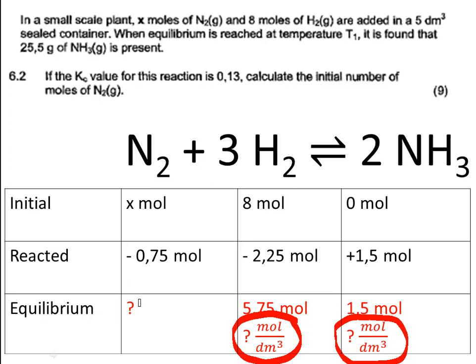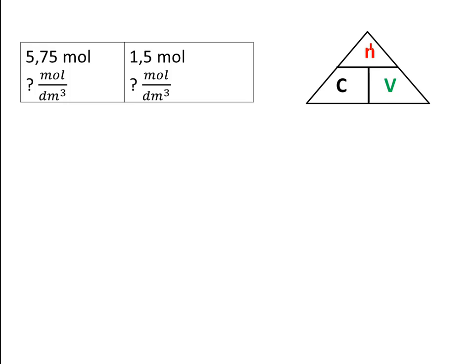So how do we find these concentrations? Remember, concentration is mole per decimeter cubed. In both cases, we already know the moles, and we also know the volume, the decimeters cubed. It's 5. So we simply need to divide these moles by 5 decimeter cubed, because concentration is number of moles divided by volume. We have the number of moles, and we know the volume is 5 decimeters cubed in each case.